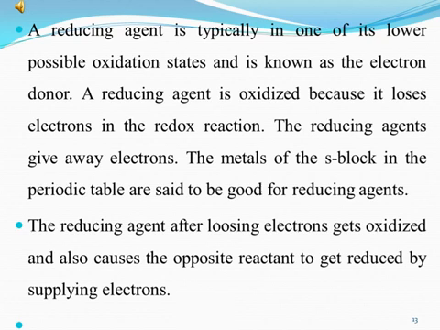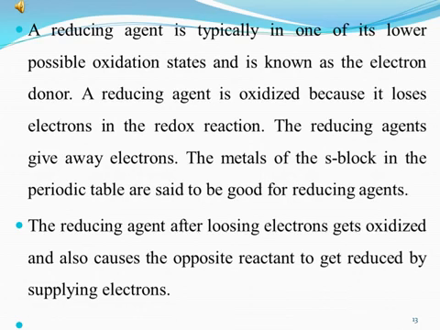The reducing agent, after losing electrons, gets oxidized and also causes the opposite reactant to get reduced by supplying electrons. All the good reducing agents have atoms which have low electronegativities, that is, a low ability of an atom or a molecule to attract the bonding electrons, and species having very small ionization energies.